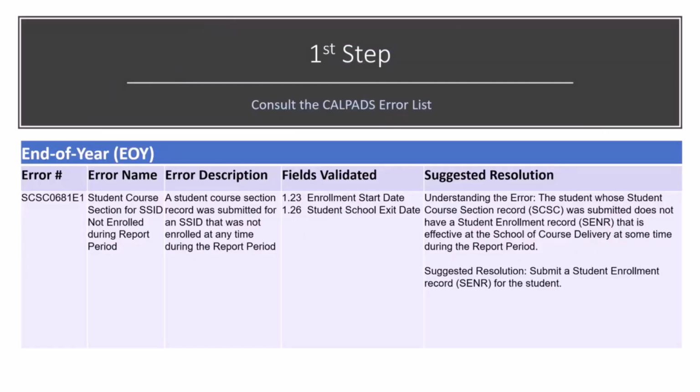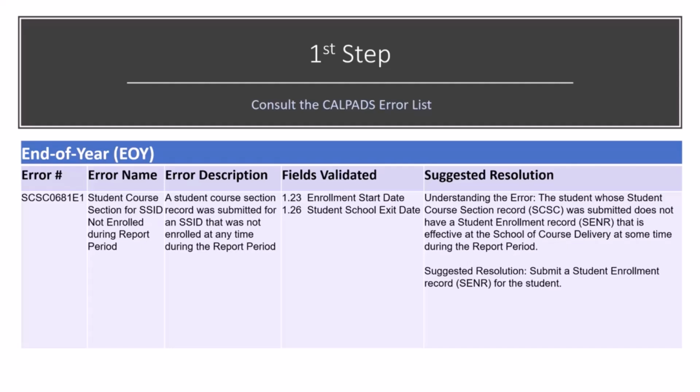Okay, so the first step when troubleshooting errors in CALPADS is to consult the error list, right? You want to use this resource to reference the error, and also find the suggested resolution. From left to right, you see the error number and the error name. These are used for reference. This is the information that CALPADS gives you, and you use it to identify the error description, the fields validated, and the suggested resolution within the error list or within the troubleshooting section of the CALPADS user manual.